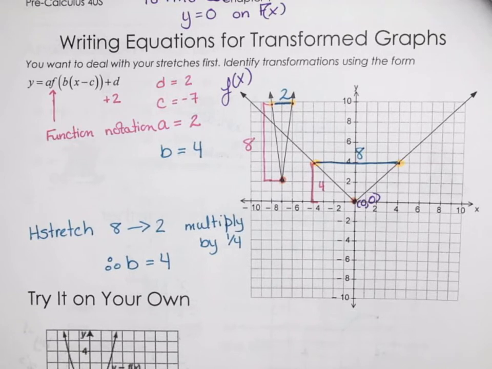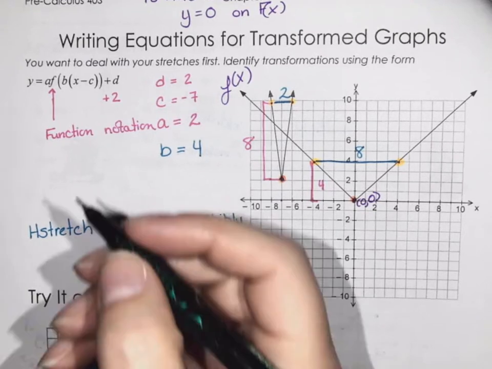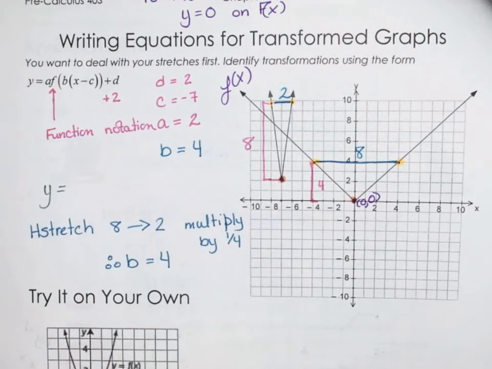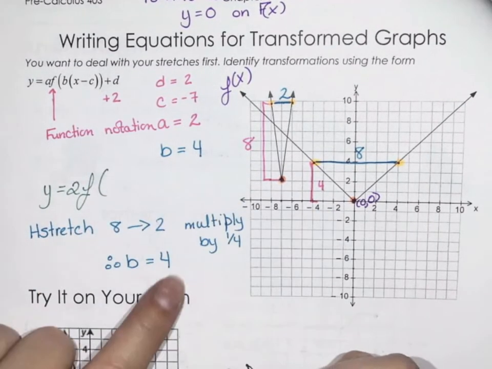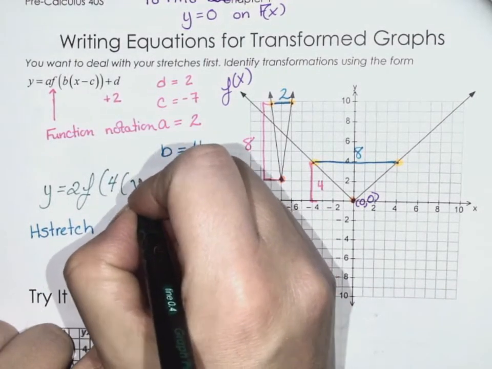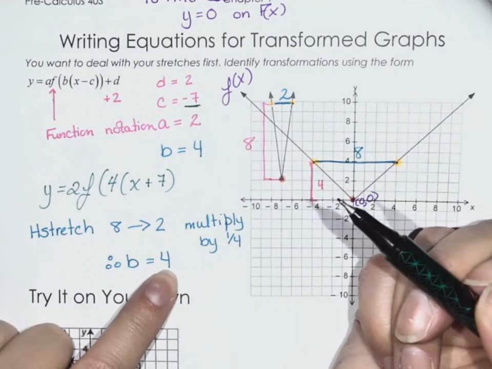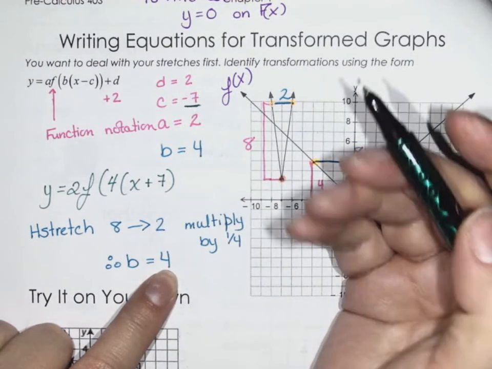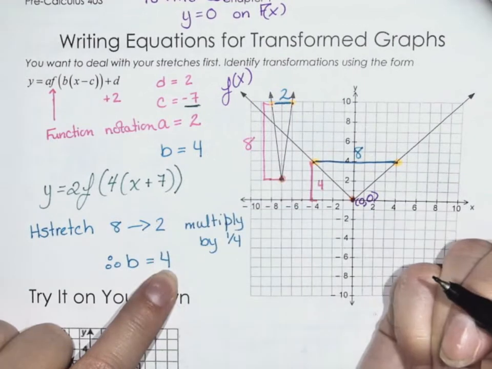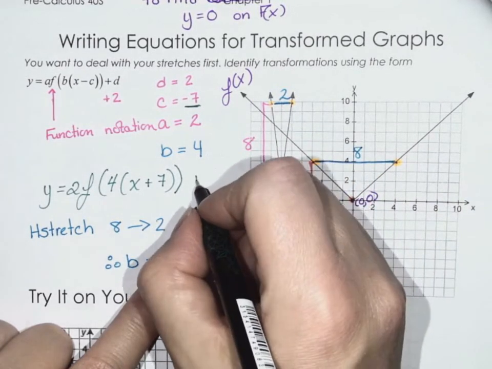So let's put it all together. I'm running out of colors of pens to put it all together. We'll go with the handy dandy green pen. All right. So y equals, what's our A value? 2. F. And then what's our B value? 4. And then this one's going to be the x plus 7 because you went left. And then we are going to close that big bracket again. And then we're going to have plus 2.